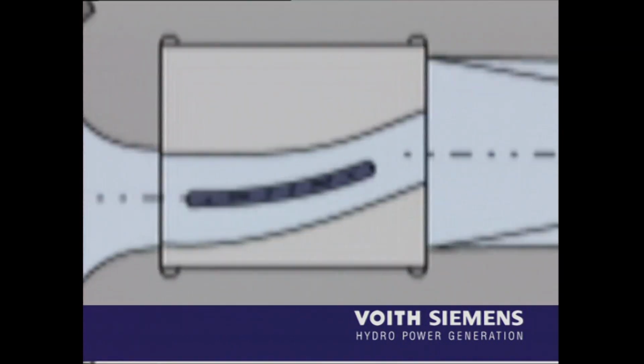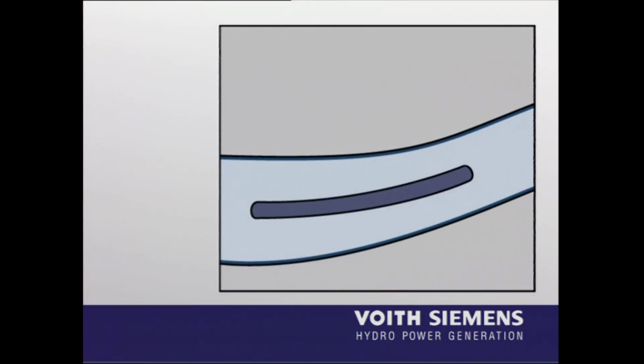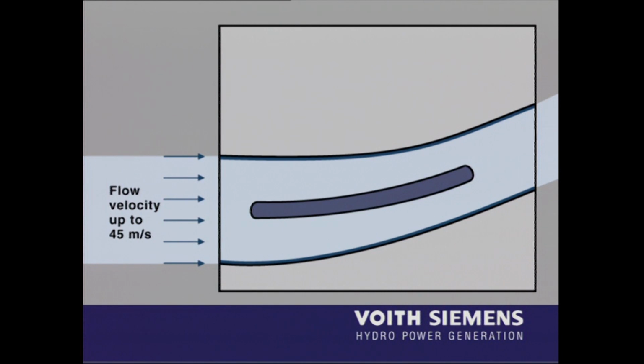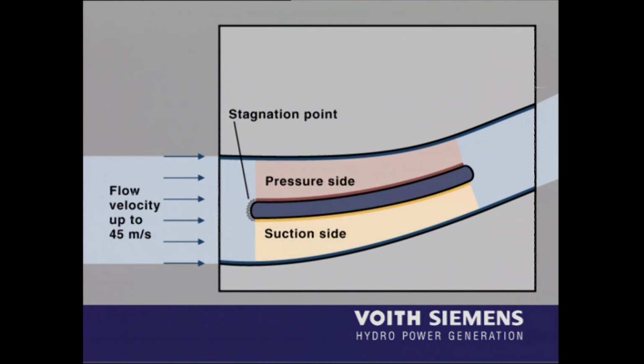The high-velocity test rig is characterized by flow velocity up to 45 meters per second, flow with a stagnation point, pressure side and suction side owing to the curvature of the body, and accelerated flow resulting from the convergence of the test channel.